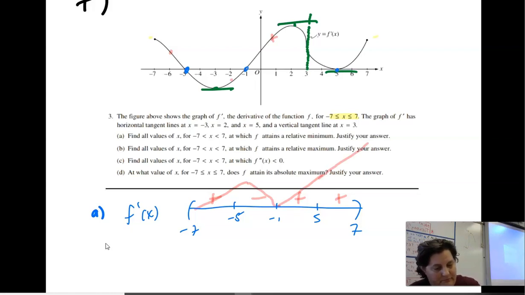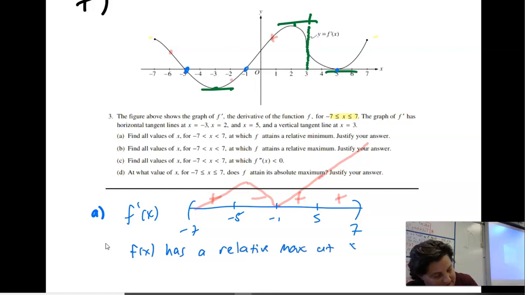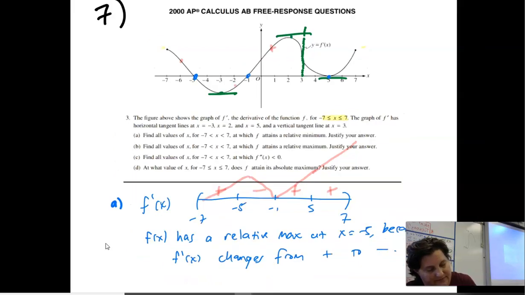Okay? So I can write up my two parts. F of x has a relative max at x equals negative 5 because f prime of x changes from positive to negative.